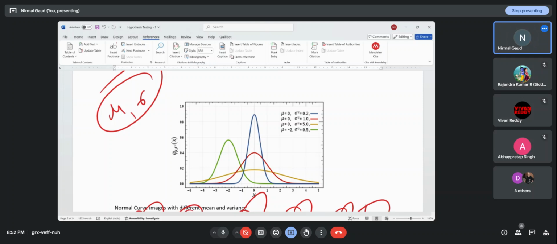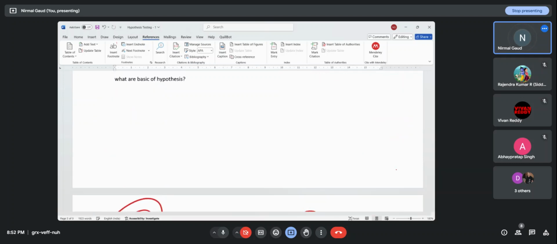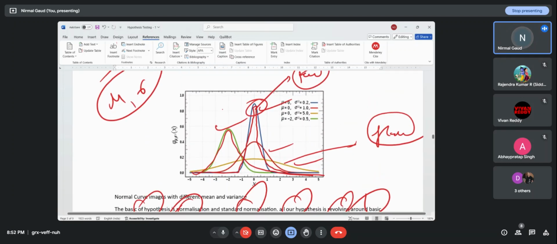Okay, so we are having four curves: blue, green, red, and yellow. We can see that this green one is left oriented. Blue is having a very long tail, however the peak is very high. And yellow one shows flatness, and this red one is normal.